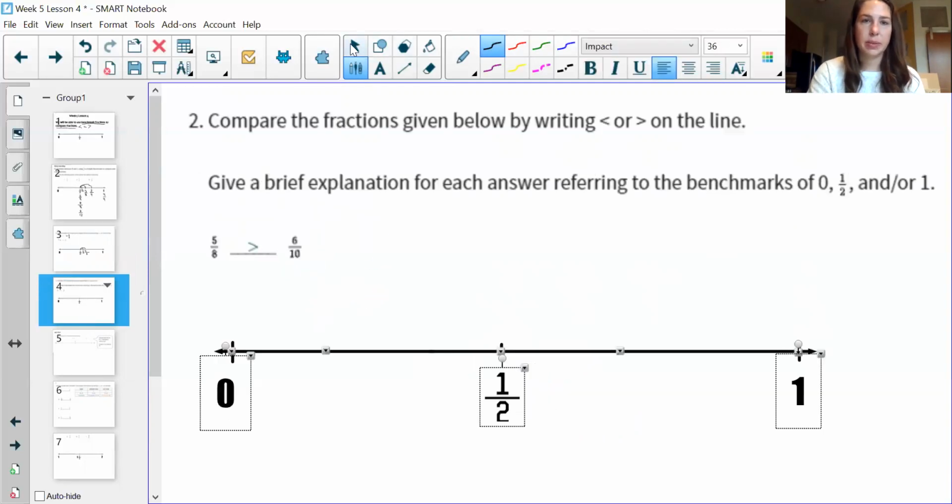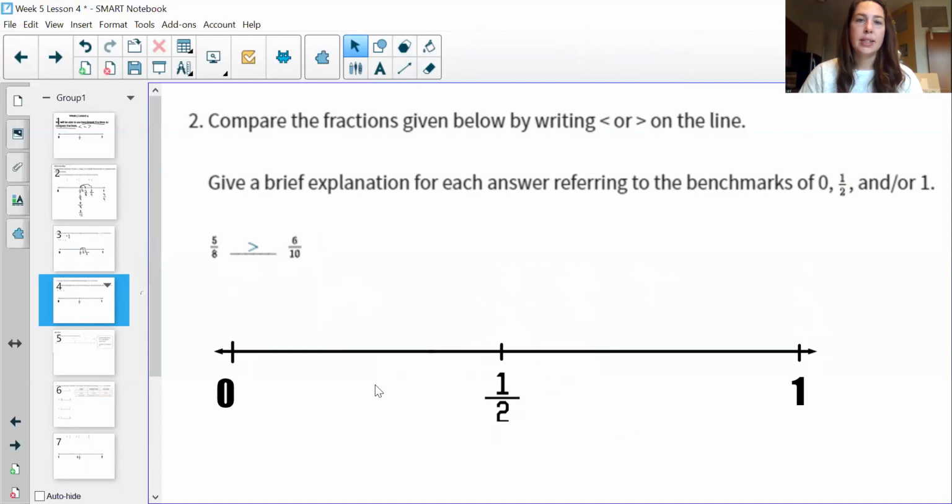Okay, let's take a look at this one. It says compare the fractions below by writing greater than, less than, or equal to on the line. Give a brief explanation for each answer referring to the benchmarks 0, 1/2, and 1. So we've done this a lot in class. I know that you guys probably remember all the writing we did when we were trying to explain our thinking, explaining how we use the benchmarks to compare. So I'm going to do an example here.